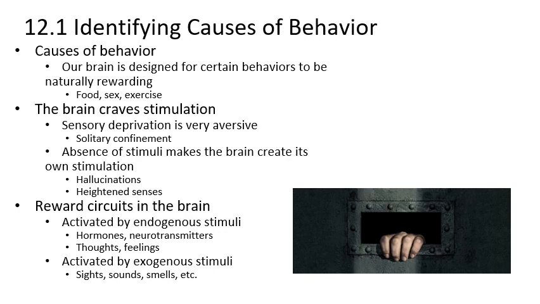Reward circuits in the brain are activated by both endogenous, or inside, stimuli that come from inside your own brain, such as hormones and neurotransmitters, as well as thoughts and feelings. So thinking about something can be rewarding. Thinking about someone that you're in love with can be a rewarding activity in itself. Reward circuits can also be activated by exogenous, or outside, stimuli, such as sights and sounds and smells from the environment.